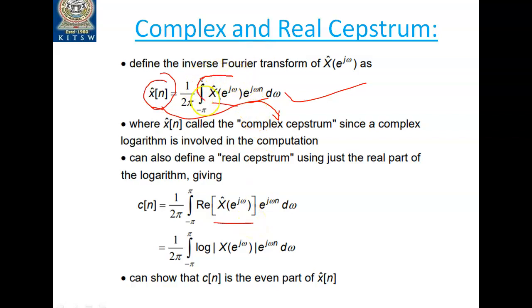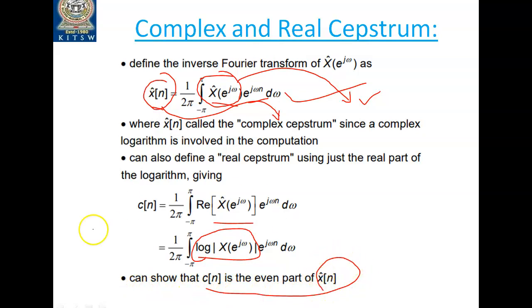But when you see here, in the complete signal we can consider both real and imaginary terms which are there. But when it comes to the real part of x cap of e power j omega, only the real terms we are collecting. So 1 upon 2 pi integration minus pi to pi, we can also call this the logarithm of mod of x of e power j omega. So this shows that c of n is the even part of x cap of n. So the c of n is a normal cepstrum, the real cepstrum, which is an even part of the x cap of n. That also we can prove.